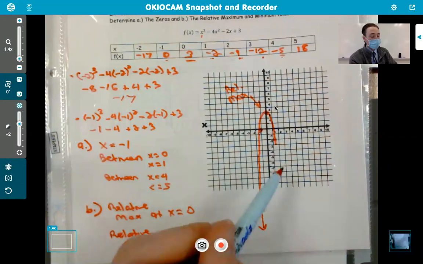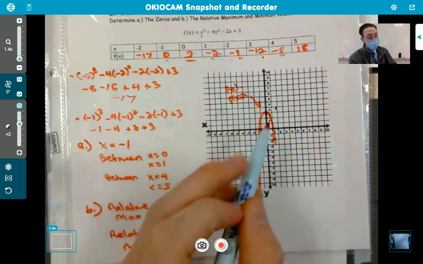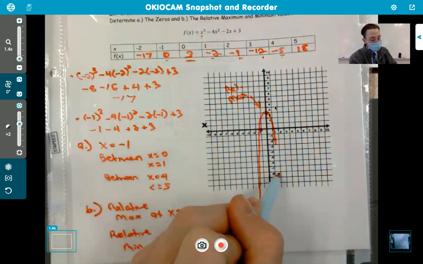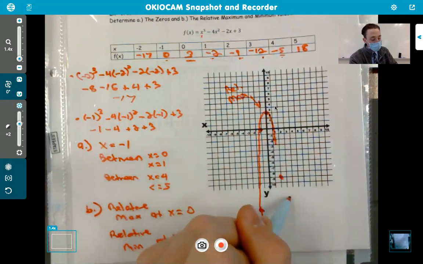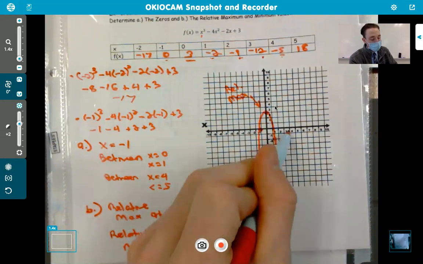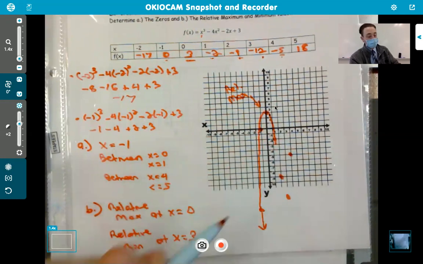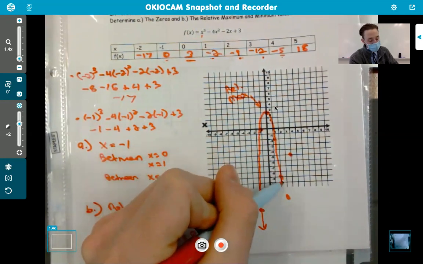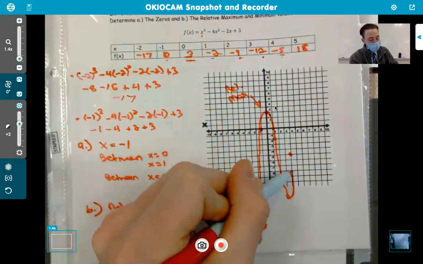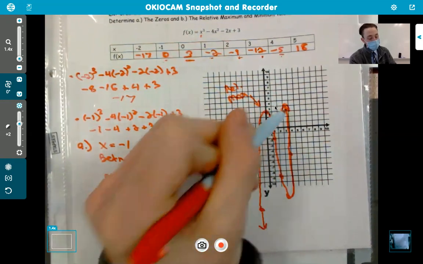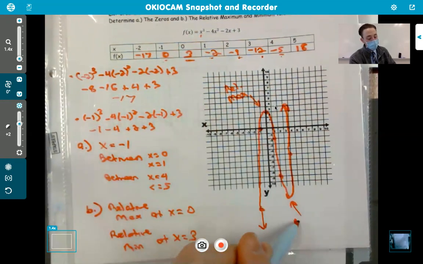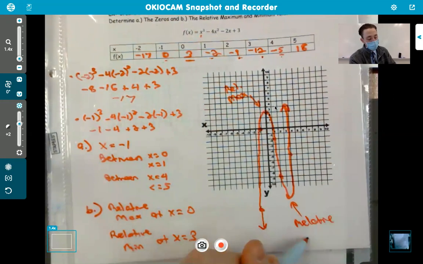Let's see what this looks like visually. At 2, I'm at -9. At 3, I'm at -12, so somewhere around here. And then at 4, I go back up to -5. So my graph starts to decrease till I get to this point, and then I start to increase again. This point right here is my relative minimum value.